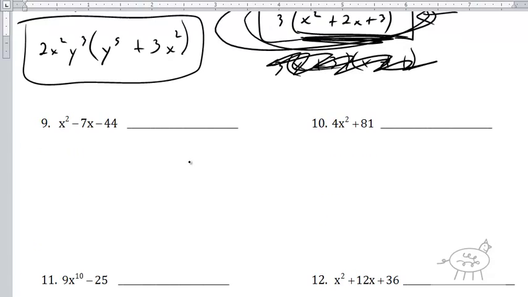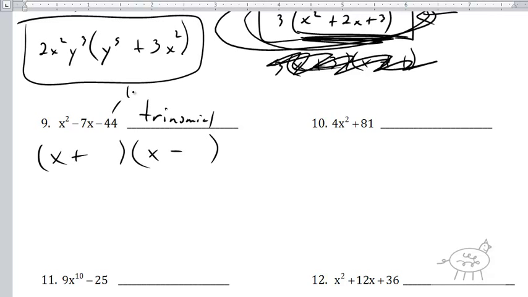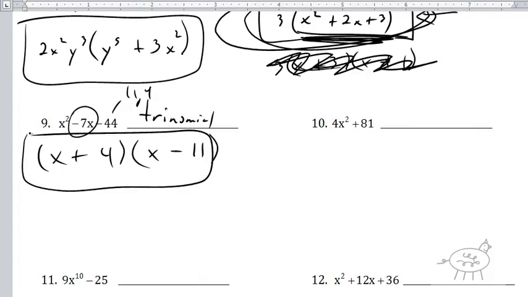Okay, so let's do this guy here. By the way, it's a trinomial. So we get x and x, plus, minus. 44 is 11 and 4. Now if you see something that's right away good, just stick with it. And I see that 11 minus 4 is 7. But the 7 is negative, so that means the 11's got to be negative, and then the 4 is positive. That's what you do. So that's your answer: x plus 4 and x minus 11.